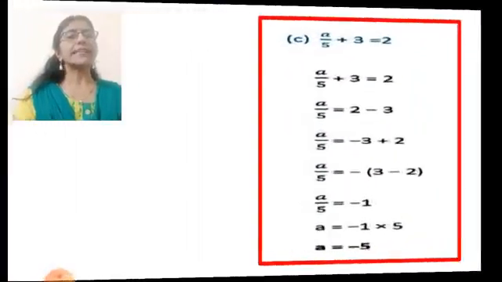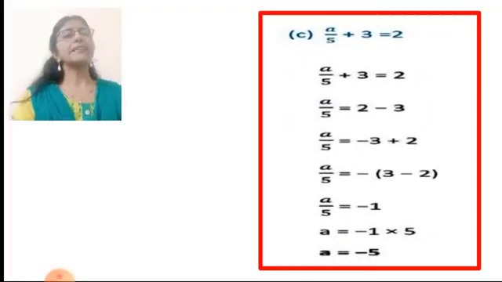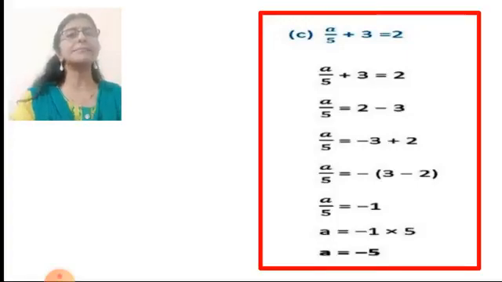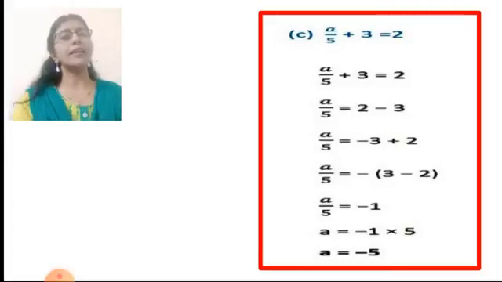Now let us go to the next one. a upon 5 plus 3 is equal to 2. So again we will start by writing a upon 5 on the left hand side of the equation, and 2 is already there in RHS. So we will write first 2 and then we will transpose 3 to the right hand side of the equation. So 3 is positive on the left hand side, you can see in the equation, so we will bring it to the right hand side. So plus 3 will become minus 3. So you will get a upon 5 is equal to 2 minus 3.